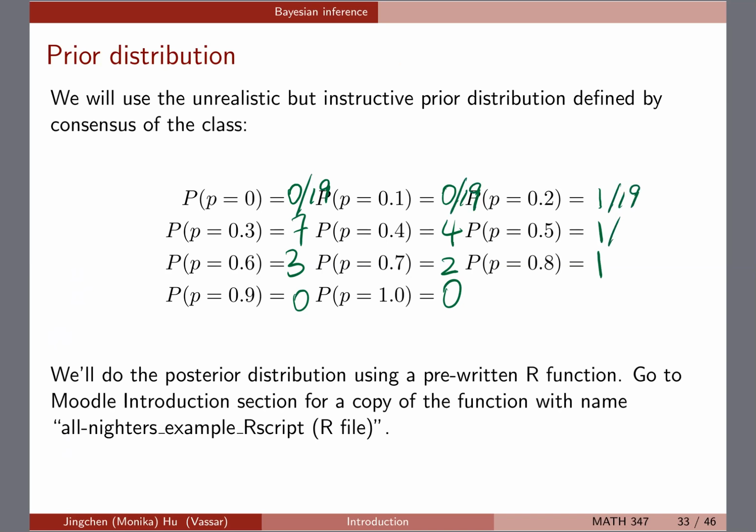Obviously, I'm not going to do the mental math here. I will just write it down, and then I will put out a pre-written R script, which is actually on Moodle if you want to test it out later. I'm going to use that to compute the probability, the posterior probability, I should say.